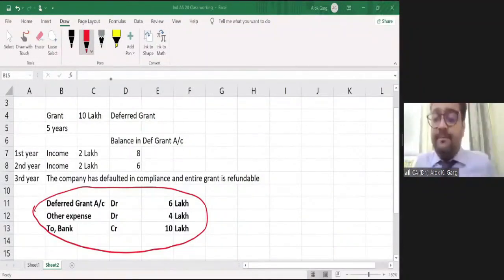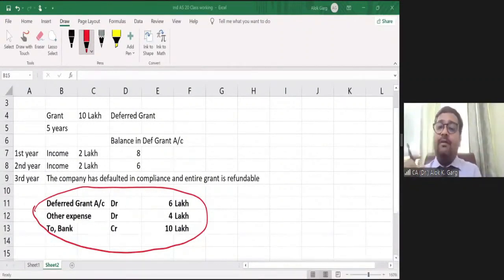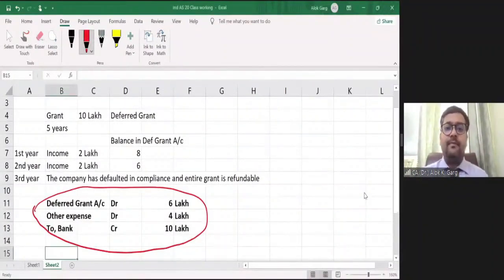What about the accounting entry? I hope you have understood this part. Okay. So if the grant is related to expense, I mean to say the grant is relating to income, then whatever unamortized deferred credit is lying on the liability side, you have to adjust from that, and then whatever balance is there, you have to recognize immediately in P&L. Okay, clear? Any problem?